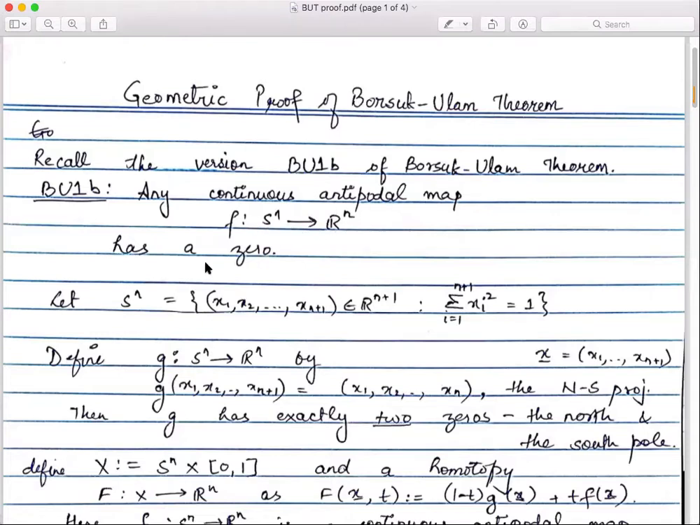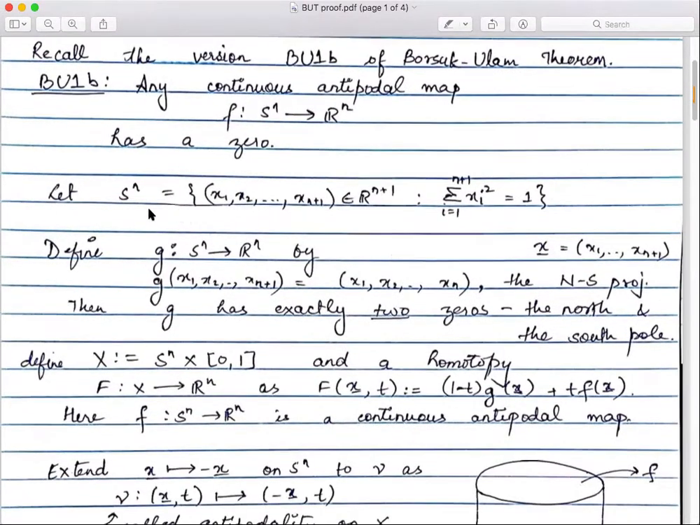it certainly has a zero, okay? Which means there is a point x in Sn such that f of x is zero. Just to fix some notation, let Sn be the subset of Rn+1 satisfying that the sum of xi squared is 1. So it is the standard n-sphere, which we know in Rn+1.